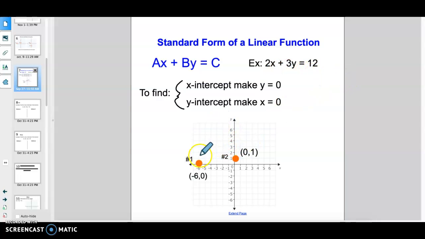Personally, I like to graph it using intercepts. The way you do this is to find the x-intercept, we're going to make the y 0, and to find the y-intercept, we're going to make the x 0. The reason for that is notice here I graphed a y-intercept point. The coordinates of that point are 0, 1. Notice in this point, the x value is 0. So to find a y-intercept, you want the x to be 0.